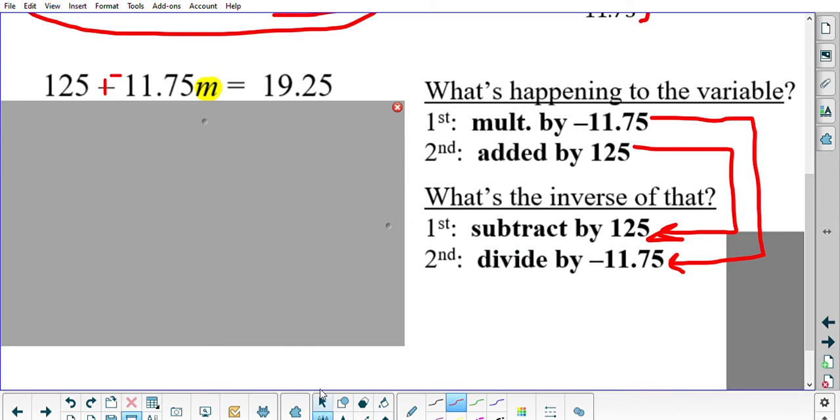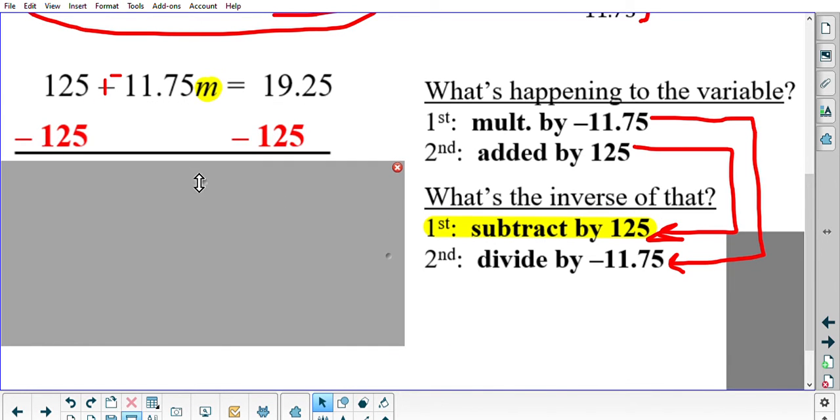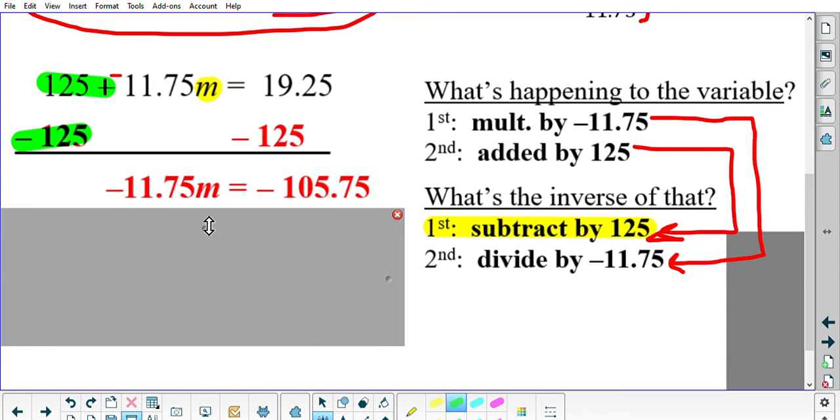Okay, so we just got done saying that the first inverse was to subtract by 125. So we're going to do that underneath on both sides. And you need to line it up properly. Do not put the minus 125 on the left underneath the negative 11.75m. That would make no sense. You're inversing the adding by 125. So that's what it should be lined up underneath. And then, of course, it needs to be underneath on the right-hand side. 125 take away 125 is 0.